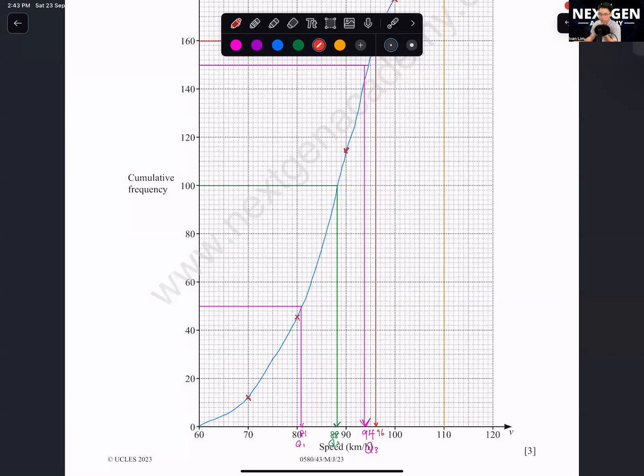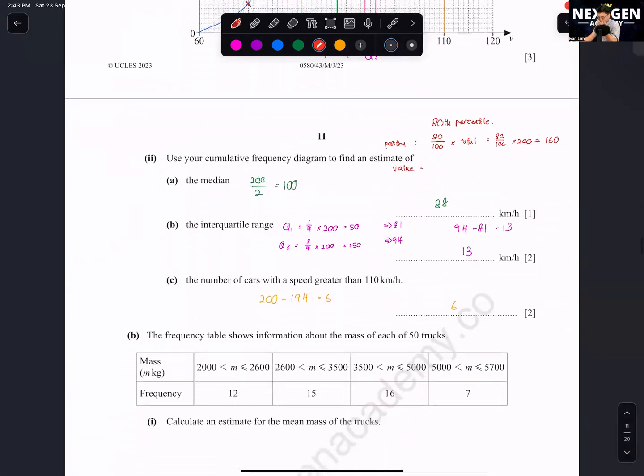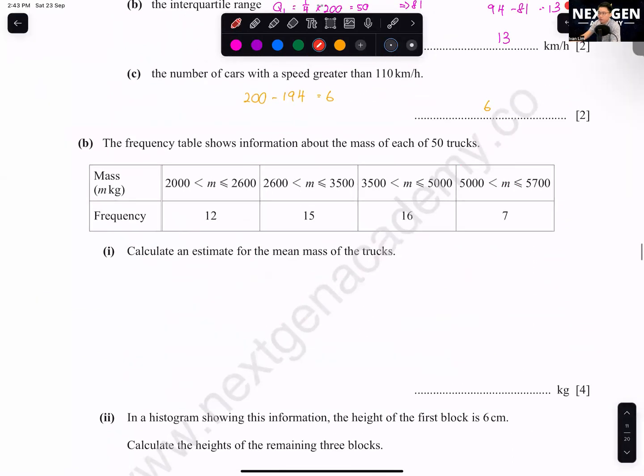Okay, let's go back to the mean one. Okay, calculate the mean mass. So for me to find mean mass, I need to find what is the midpoint for each of the class first. Okay, so we'll call this x. How to find x value? You will take the lowest value plus the highest value, then you divide by 2. Okay, so like that, m1 plus m2 divided by 2 for all of it.